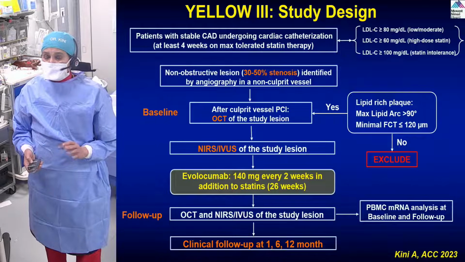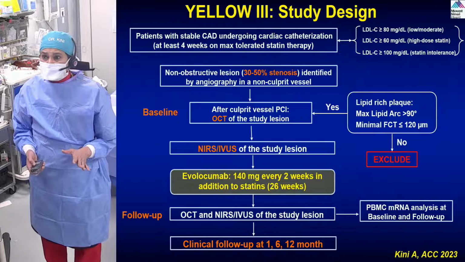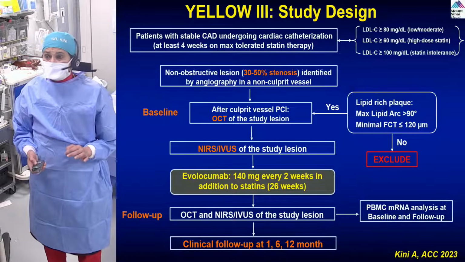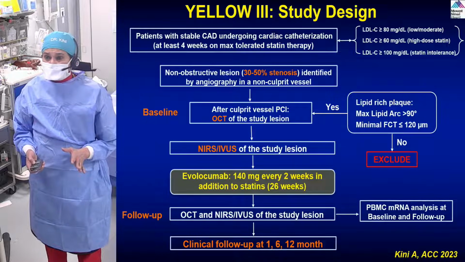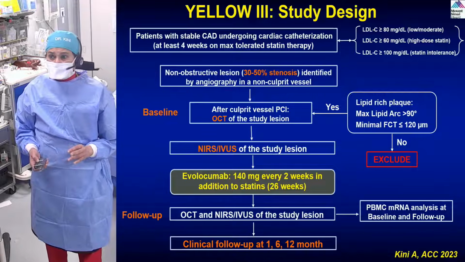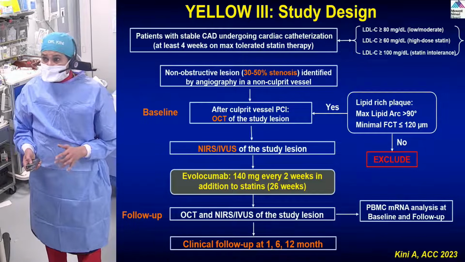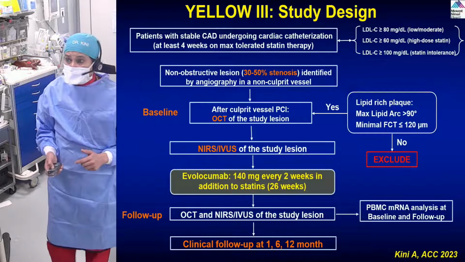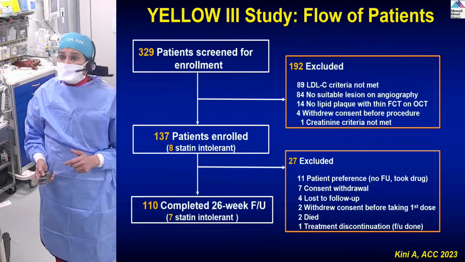Once they were included, we did NIRS at baseline. Then everyone got evolocumab 140 milligrams subcutaneous every 2 weeks, and their original statin dose was continued for 26 weeks. They came back for follow-up, and we just did the imaging. They had clinical follow-up at 1 month, 6 months, and 12 months, which is still ongoing and will finish at the end of October. mRNA analysis has been done at baseline and follow-up.